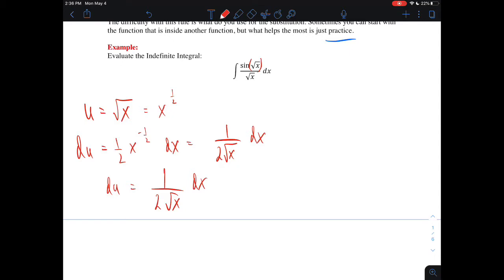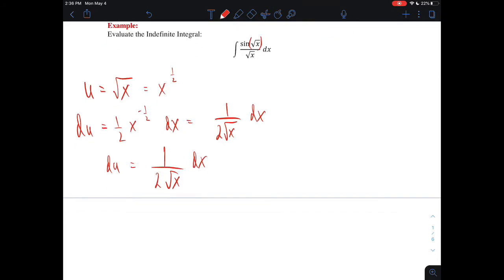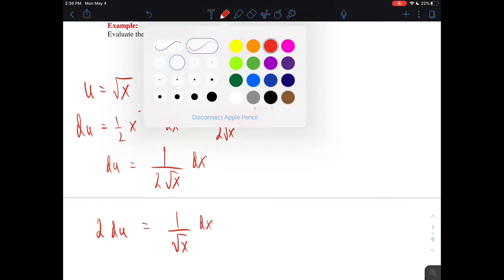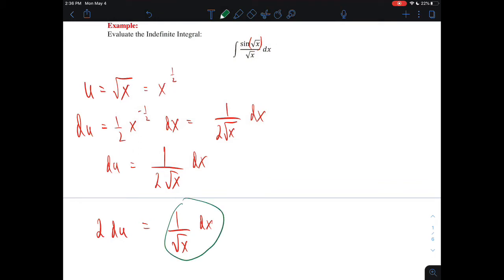And you can always use this with the substitution method. You can multiply and divide by constants as much as you want. You can't add or subtract constants necessarily in this du or differential step, but multiplying and dividing you're pretty safe with. And if you notice, if I multiply both sides of the equation that I have here by 2, I would have 2 du is equal to 1 over the square root of x dx, which means I can replace the square root of x in the denominator and the dx that's part of the original integral with just 2 du.